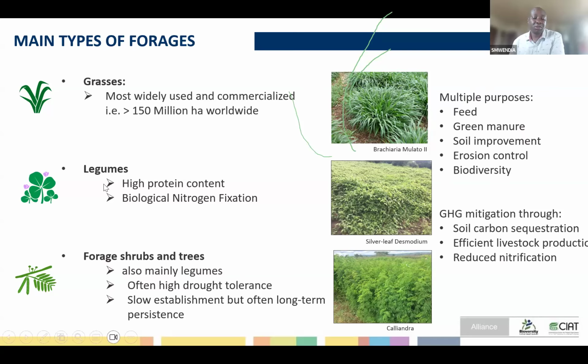And the second category is already what we have talked about, legumes. And for example, you have silverleaf. You can have many other examples, in desmodium. And foraging shrubs and trees that are mainly usually legumes, although there are exceptions like mulberry, which may not be a legume, but of course has good protein, and calliandra. And all these benefits are connected to this, whether they are grasses, legumes, or forage shrubs and trees. Specifically for legumes, they do biological nitrogen fixation, and also provide a good protein.